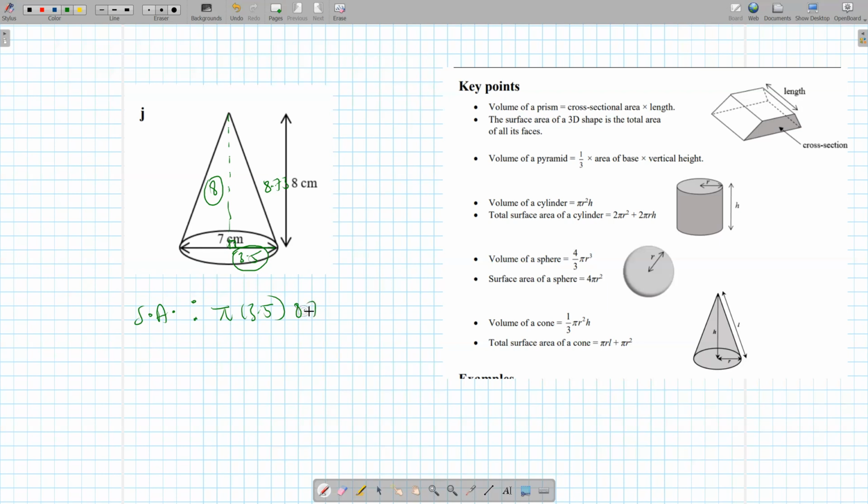So pi times 3.5 times 8.73, plus pi times 3.5 squared. And there we go, okay? And the answer is 134.48 centimeters squared. And it's squared because it's an area, surface area, same thing. Okay.